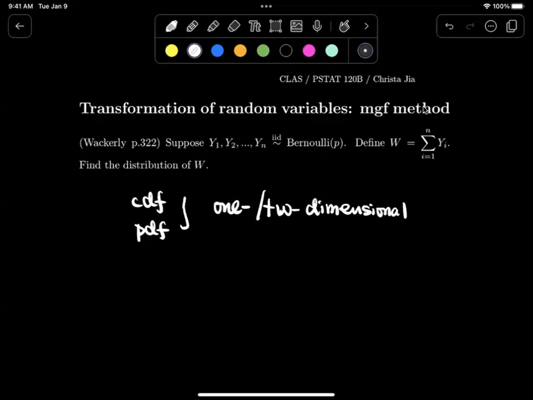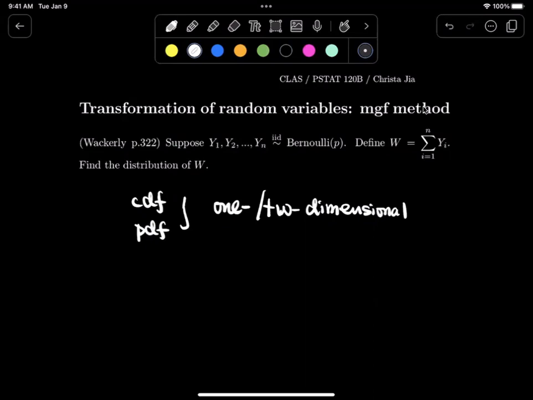Let's say if you have three random variables, to use the PDF method or the CDF method, you would be essentially integrating over a three-dimensional region, and that's very complicated. And if you have five random variables to transform, you would be integrating over a five-dimensional region, and we don't really want to do that.